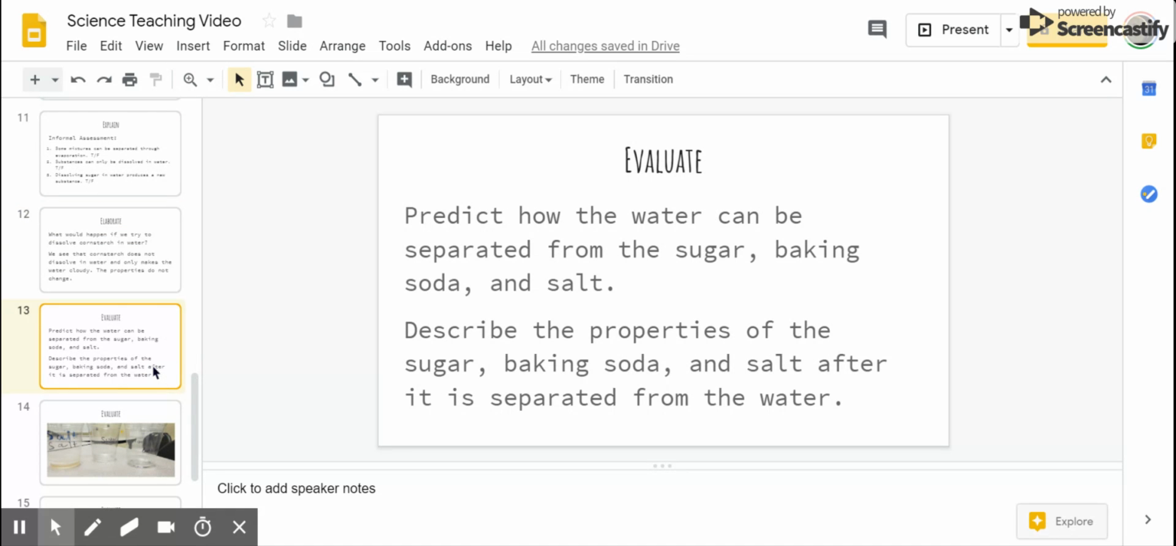So, to evaluate our lab investigation, we will predict how water can be separated from the sugar, baking soda, and salt to see what happens to those properties of matter. We will also describe the properties of the sugar, baking soda, and salt after it has separated from the water.